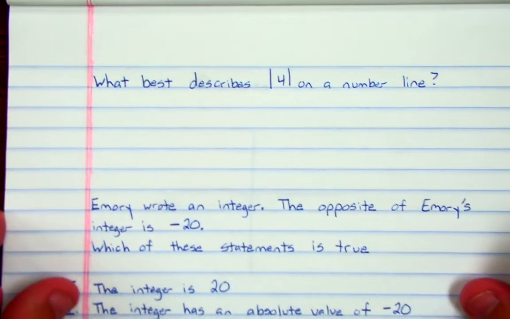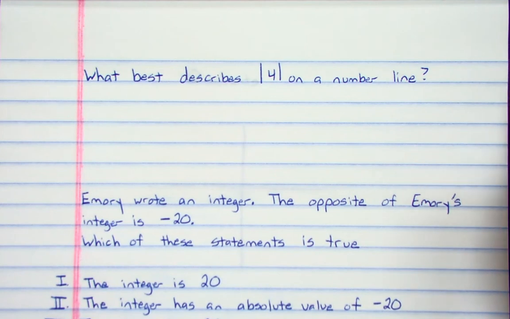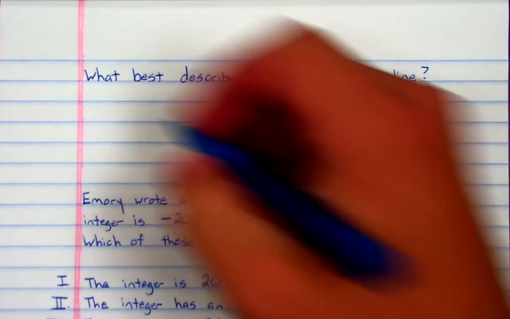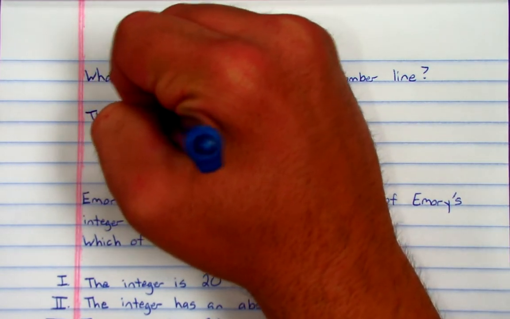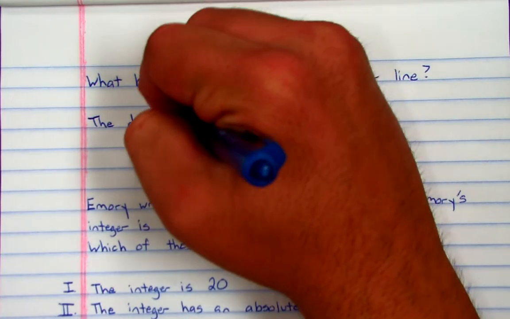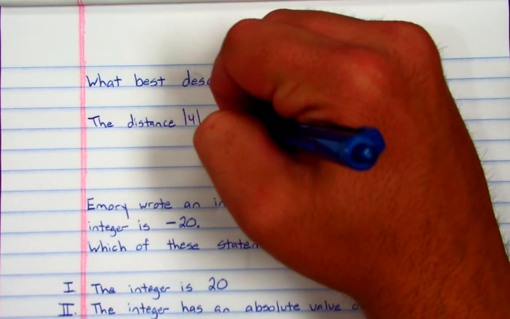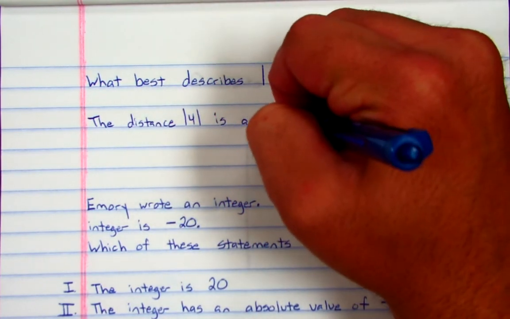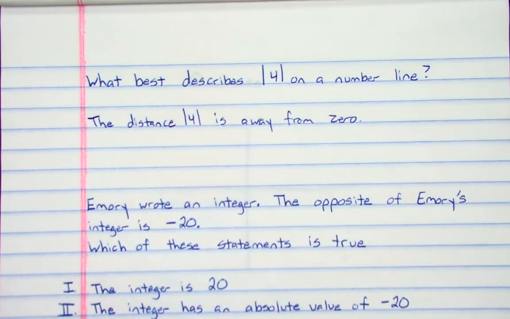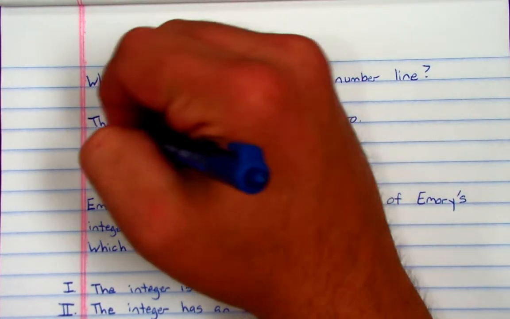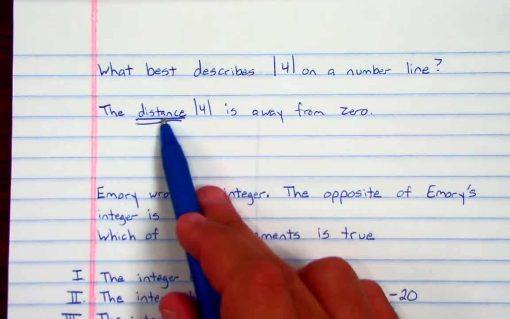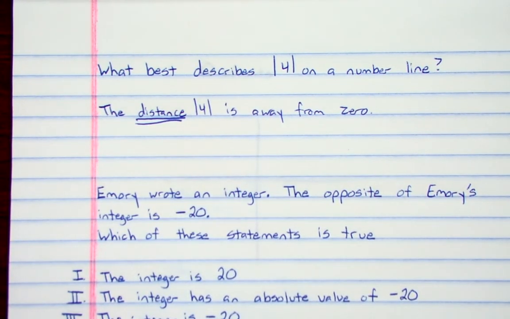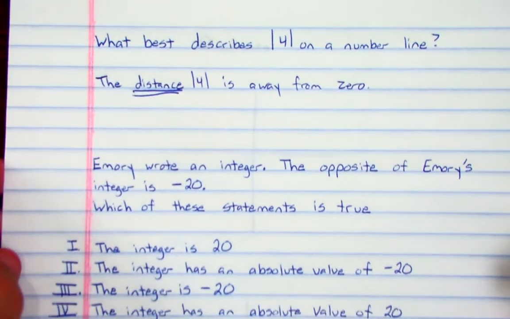What best describes the absolute value of 4 on a number line? The distance the absolute value of 4 is away from 0. Again, the key word, distance. So on your test, when it says to describe it, you're looking for the word distance. I can't say that any more than that. Absolute value is distance.